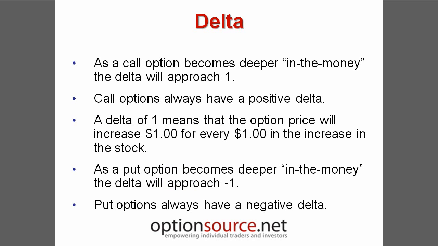Some of the key characteristics of the delta are: as a call option becomes deeper in the money, the delta will approach 1. Call options always have a positive delta. At the point that the option delta reaches 1, the call option would start replicating the price movement of the underlying stock almost dollar for dollar. When we are looking at the delta of put options, the deeper in the money the option gets, the delta will approach -1. Put options always have a negative delta.